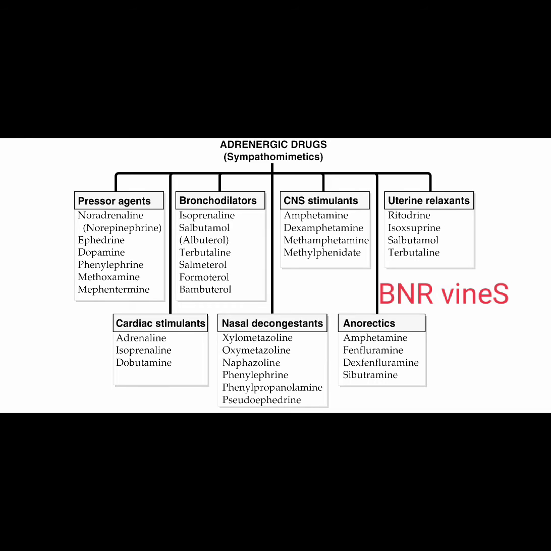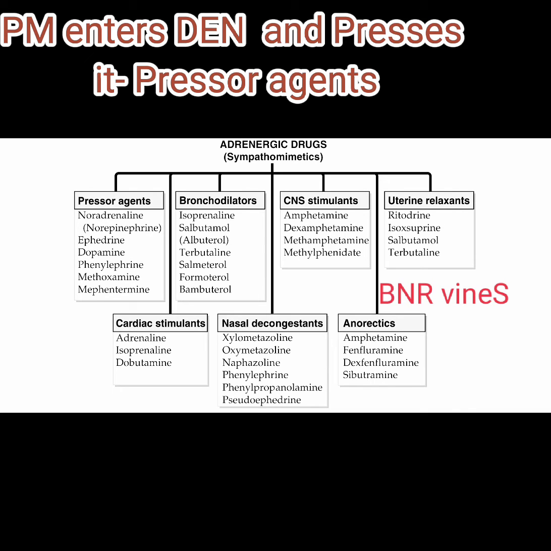But before talking about the pressor agents, can you imagine that a 1,000 times you have understood how the sympathetic system works and still you're not able to remember all the drugs? Well, the reason is because the mnemonics are pretty flawed, and I would like to give a different touch to that. So for the first set of drugs, the pressor agents, the mnemonic which I want you to remember is: PM enters the den and presses it.